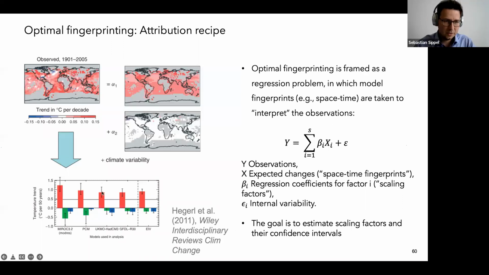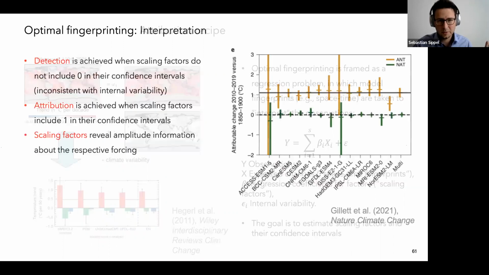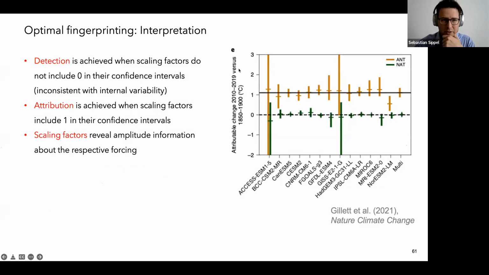And the confidence intervals here are quite important because they are the way to relate this regression model back to the conceptual idea of detection and attribution that we talked about yesterday. So in this optimal fingerprinting, this figure is a collection of anthropogenic and natural scaling factors from a very recent paper for the CMIP6 models. These scaling factors are converted to the attributable temperature change of 2010 to 2019 versus a very early decade.